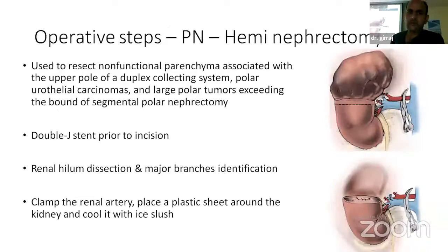Operative step of nephrectomy: used to resect non-functional parenchyma associated with the upper pole of a duplex collecting system, polar urothelial carcinoma, and a large polar tumor exceeding the bounds of segmental polar nephrectomy. A double J stent prior to incision is done. The renal hilum is dissected and major branches identified. Clamp the renal artery and place a plastic sheet around the kidney and cool it with ice slush.